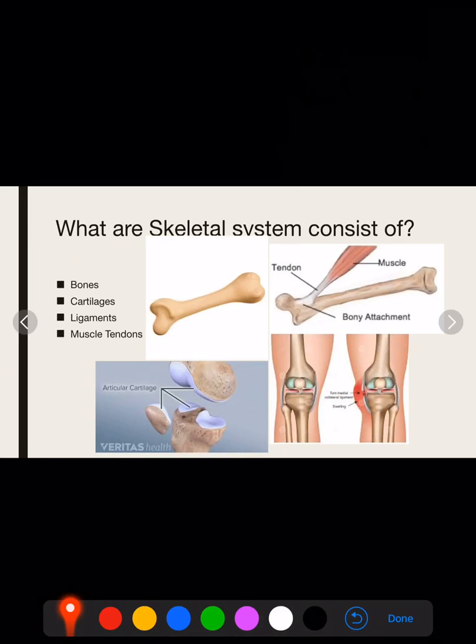Okay, lastly, muscle tendons. A muscle tendon is the part that connects bones and muscle. So the white part here is the muscle tendon.